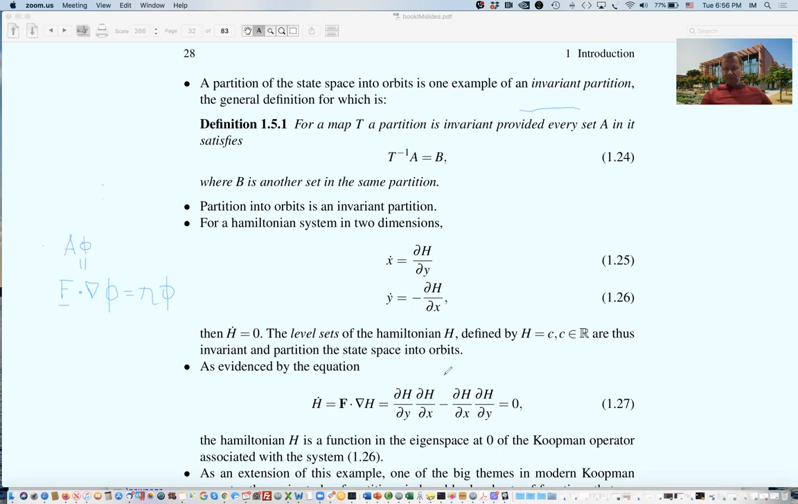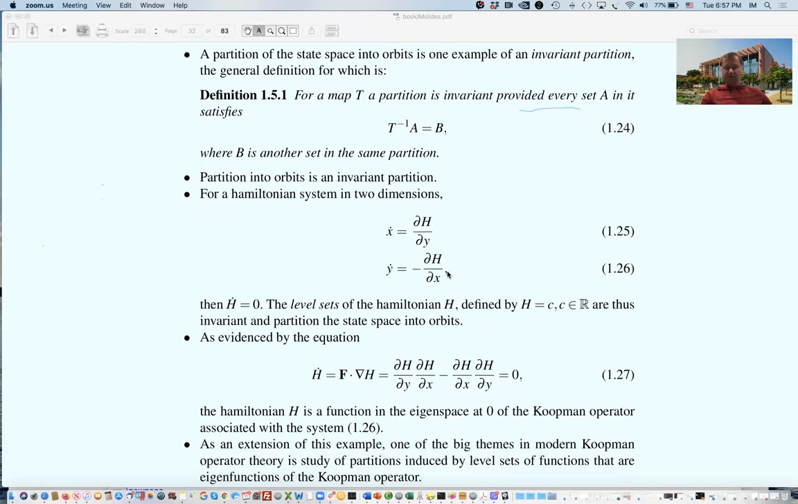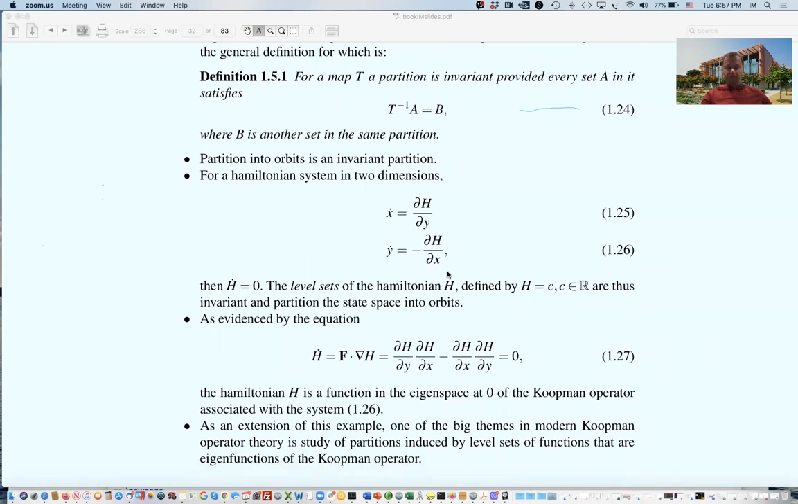And so this calculation here really means that H dot, which is F dot grad H, being 0, just means that H itself is an eigenfunction of the Koopman operator of this system associated with eigenvalue 0. And so that's quite an interesting point, because of course the Hamiltonian, the energy of the system, is a very, very important physical quantity. And we find, with this different operator theoretic formalism, that it's a very important quantity in that formalism as well. Namely, it's one of the eigenfunctions. And eigenfunctions, as we argued before, are quite important as spectral operator theoretic objects.